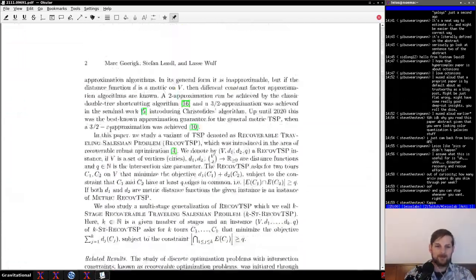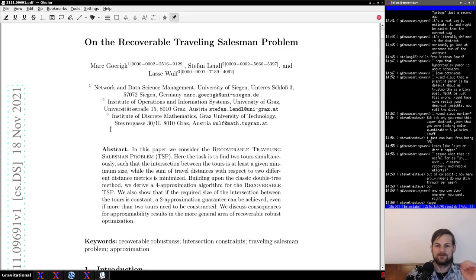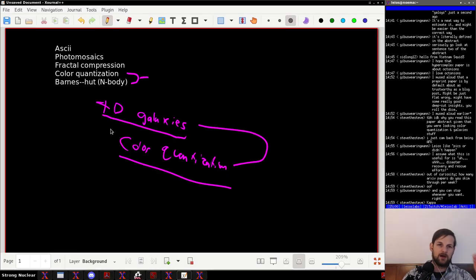This one's a bit too mathy for me. I'm not entirely sure. Let me try to reread their paper again. So a recoverable traveling salesman is to find 2 tours simultaneously such that the intersection between the tours is at least a given minimum size, while the sum of the distances with respect to the two different distance metrics is minimized. So let me see if I can think about this a bit. Let me go here.